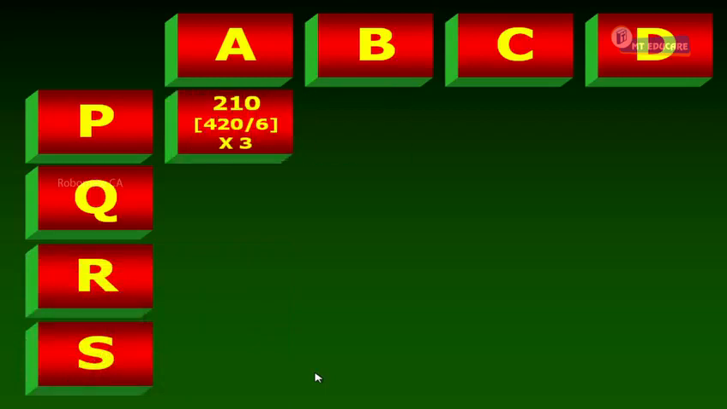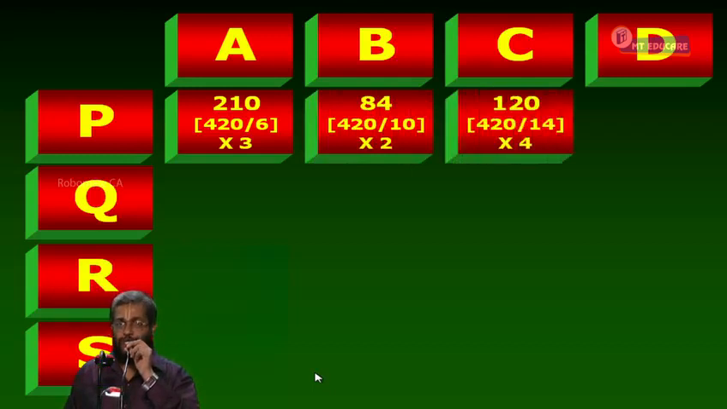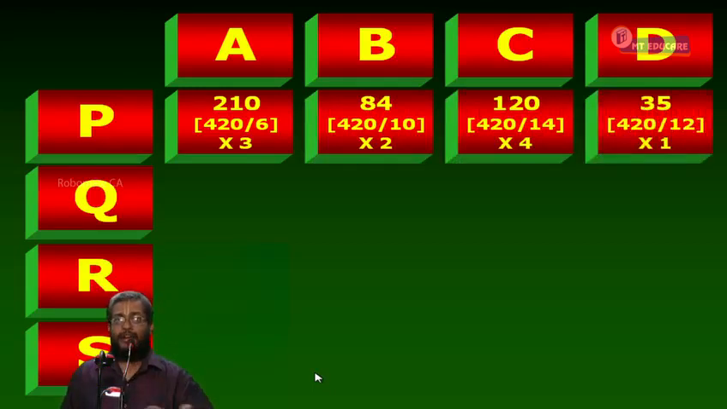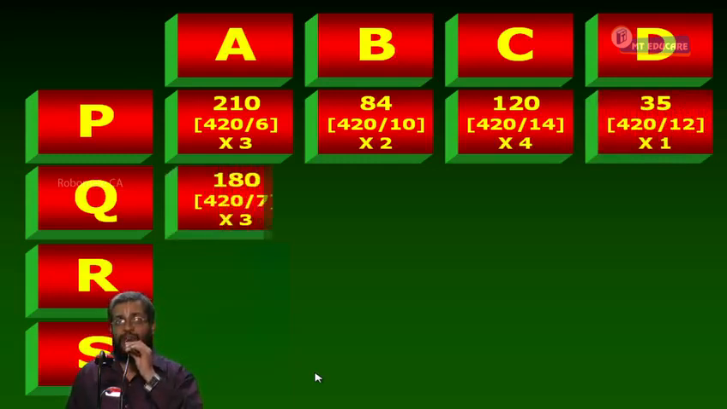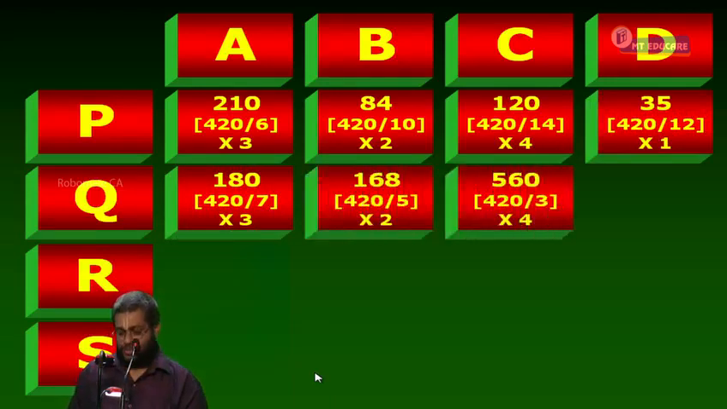Okay, next. P given B. What by what into what? 420 by 10 into 2. Next is what? 420 by 14 into 4. Next is 420 by 12 into 1. Next, Q given A. What is the number? 420 by 7 into 3. 420 by 5 into 2, 420 by 3 into 2, 420 by 4 into 1.